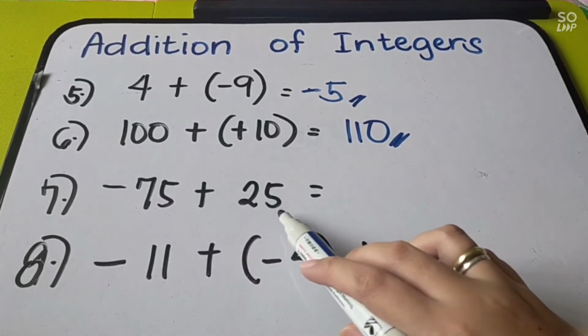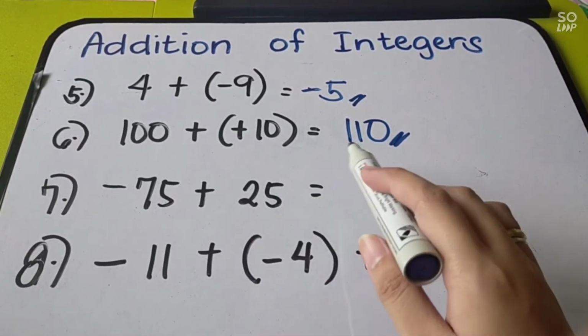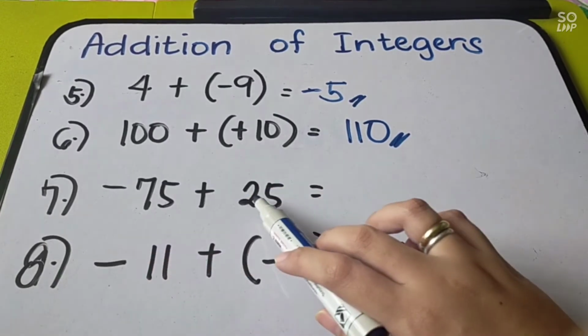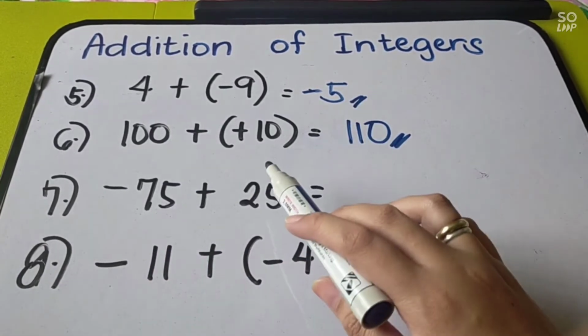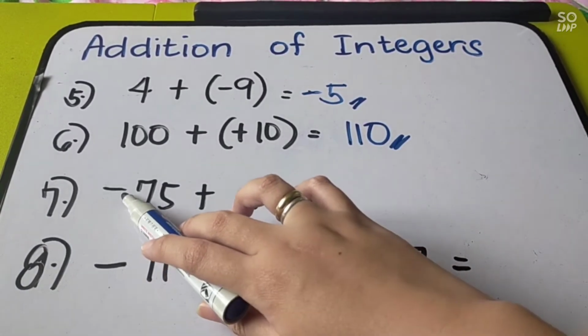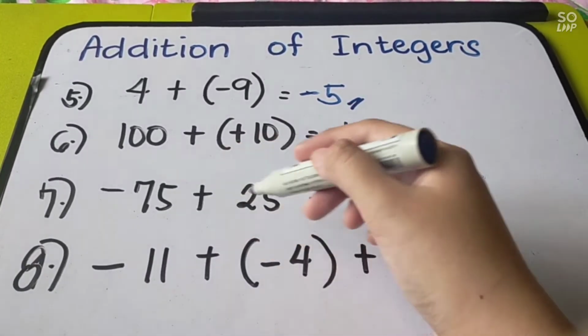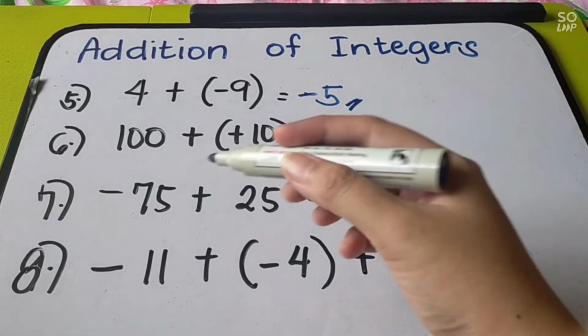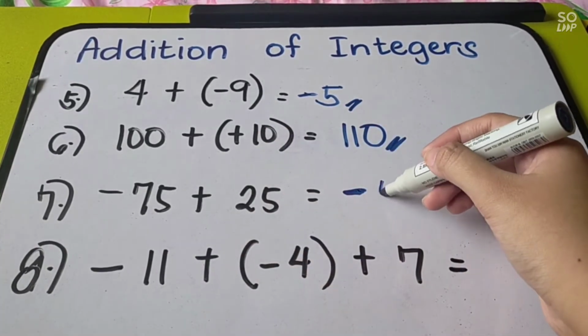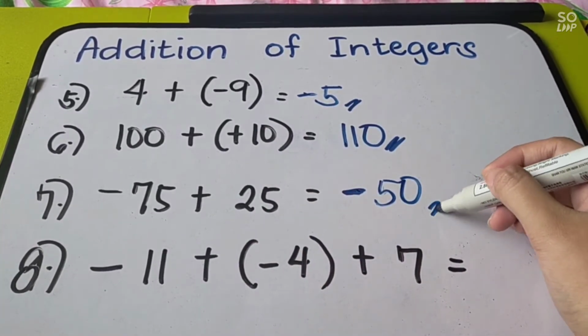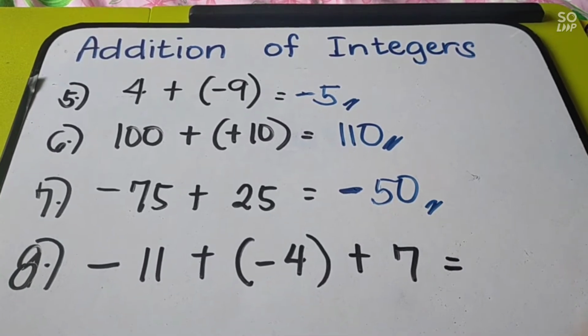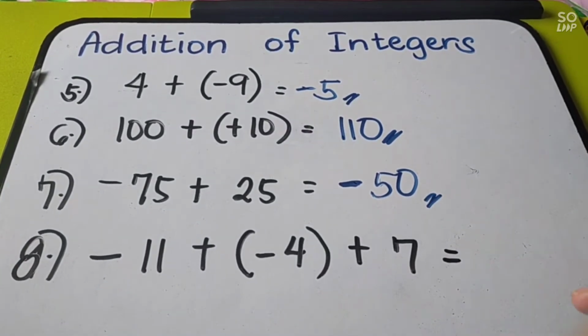Next, number 7. Negative 75 plus 25. So, we have different signs. So, we have here negative and then positive. So, tingnan mo na yung higher number, which is 75. So, the sign is negative. So, dapat ang sagot mo ay negative. Since sila ay different sign, you are going to subtract 75 minus 25. The answer is 50. So, the answer is negative 50. So, hopefully, inyo po siyang nagigets ha.